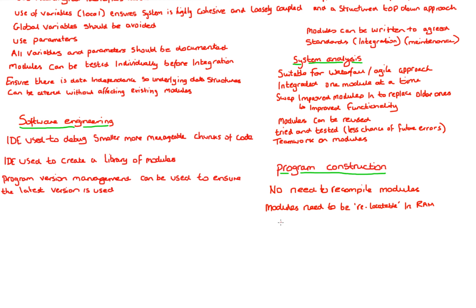And finally, modules need to be relocatable in RAM. So our most frequently used modules are usually placed in RAM or cache memory because we need faster access to them. However, some modules may take a little bit longer because they need to be relocated and brought into RAM. So that is a trade-off between performance and relocatability.